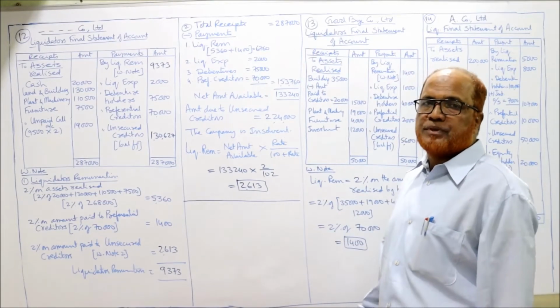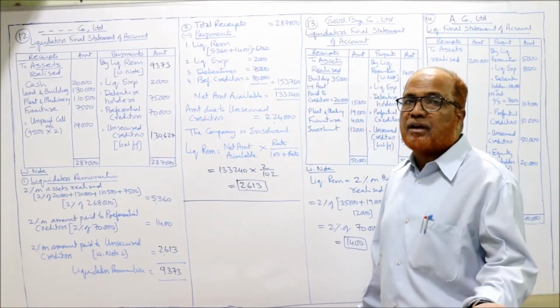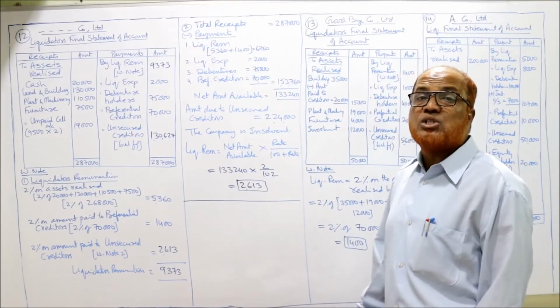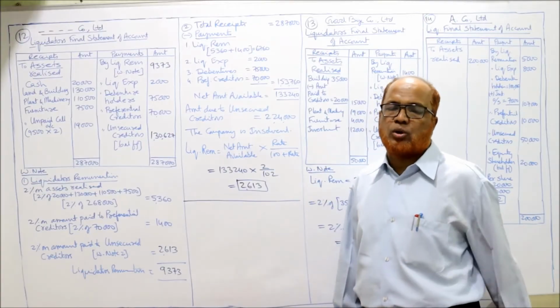How much amount is due to unsecured creditors? 2,24,000 is given in the problem. Unsecured creditors have to be paid 2,24,000, but the company does not have this much amount. So the company is insolvent. The company is not in a position to make full payment to unsecured creditors.